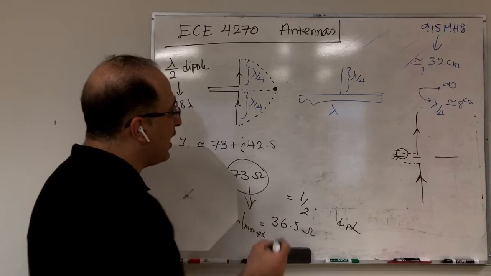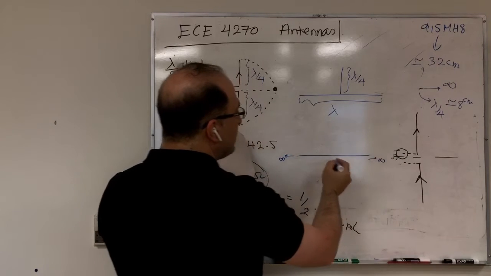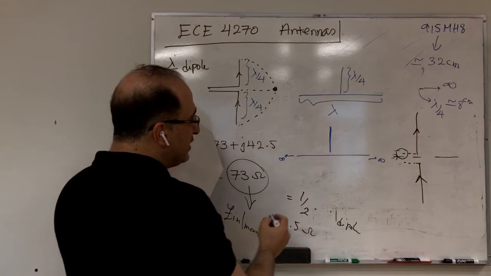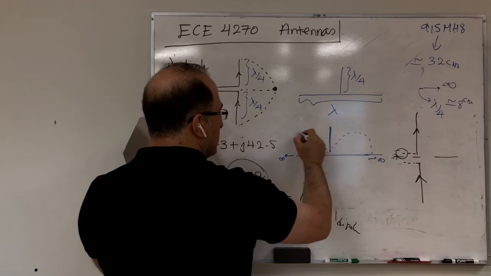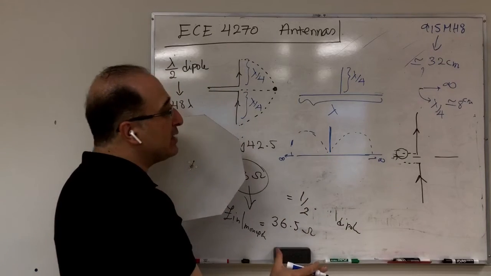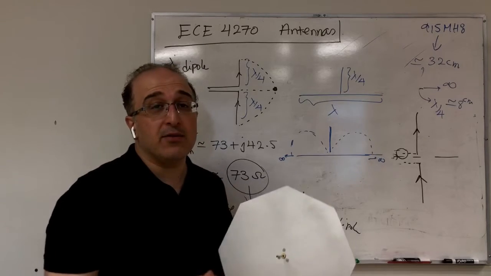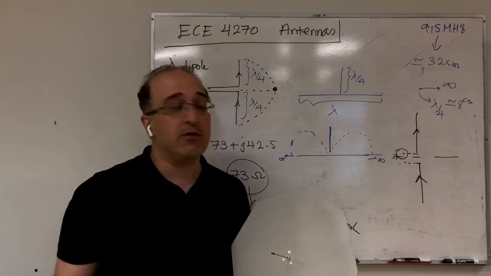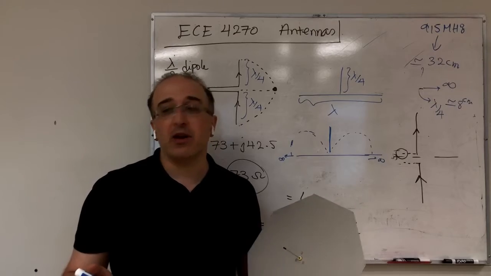If you have an infinite ground plane, so you go to infinity from here, you go to infinity from here, when you look at the pattern of a monopole on this plane, you exactly get half of that donut. And there would be no radiation here because this ground plane is infinite. But now the size of the ground plane is finite and relatively small, so you're going to have that back radiation. We're going to observe that later on. Okay, so let's go and do the experiment.